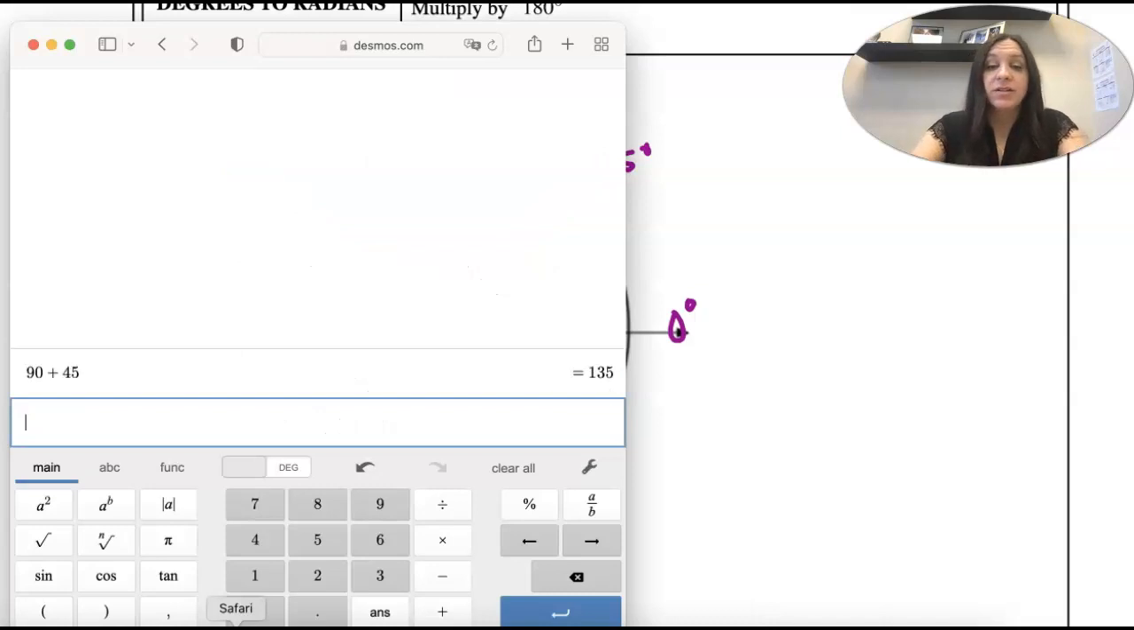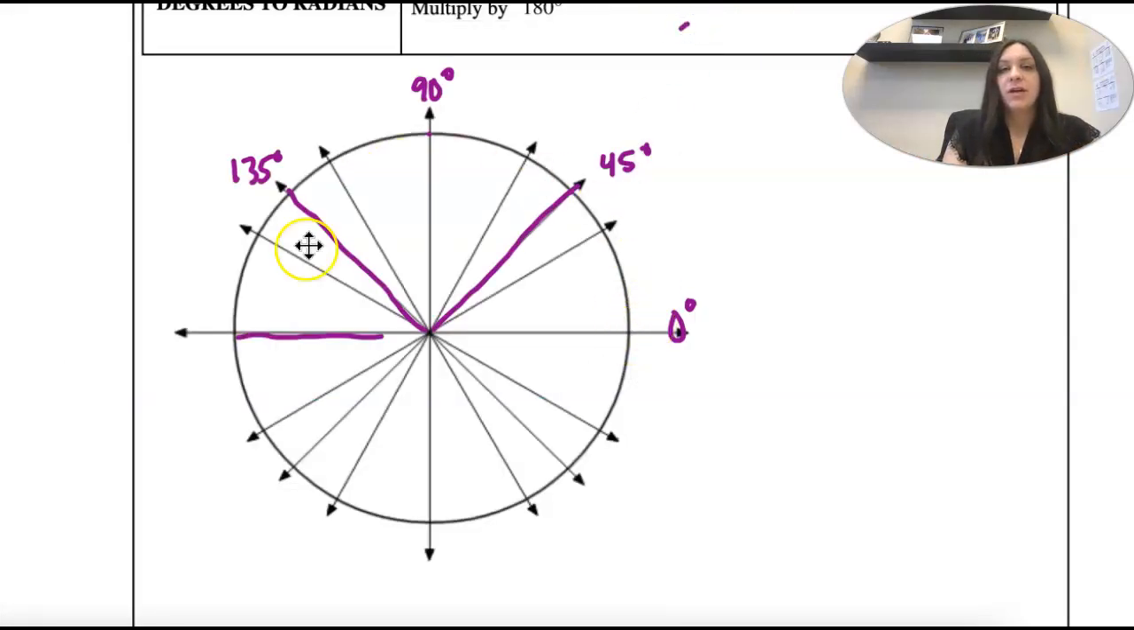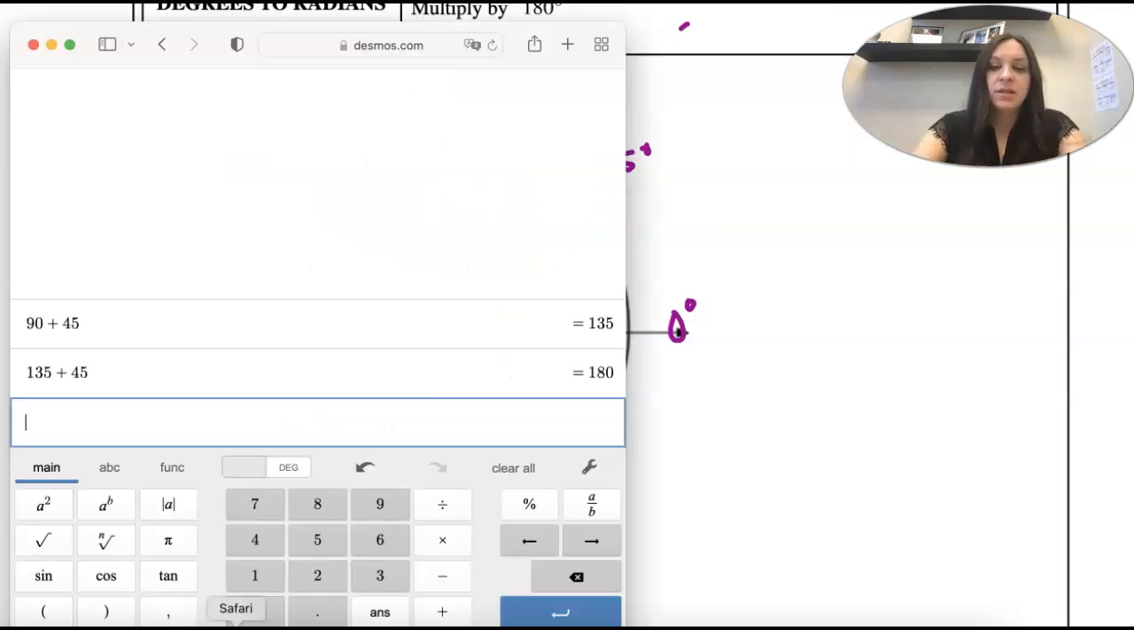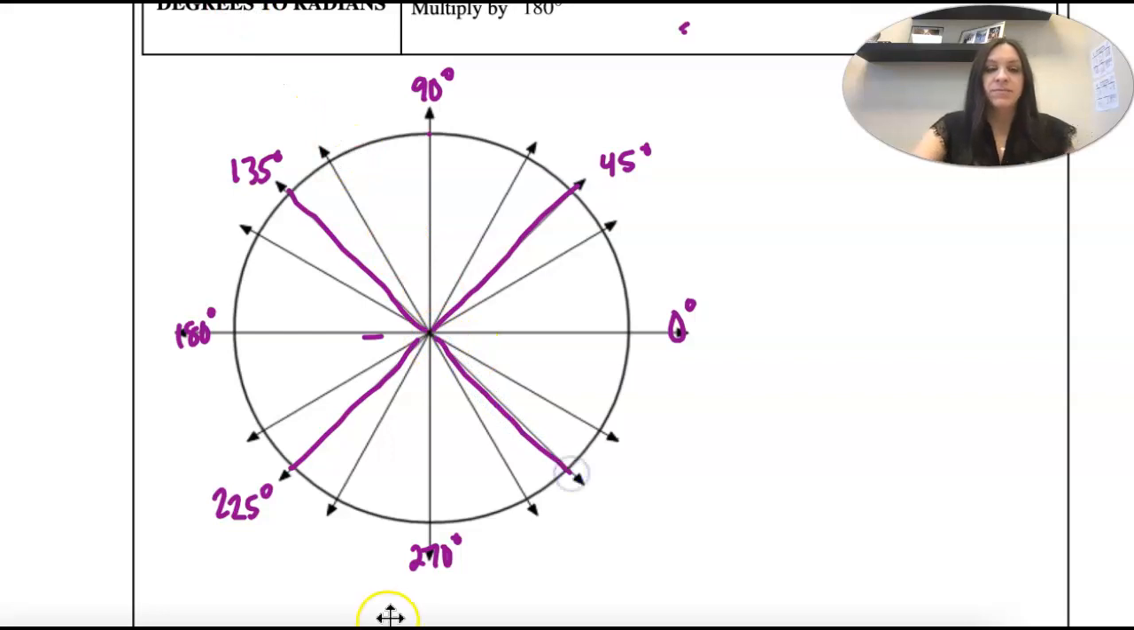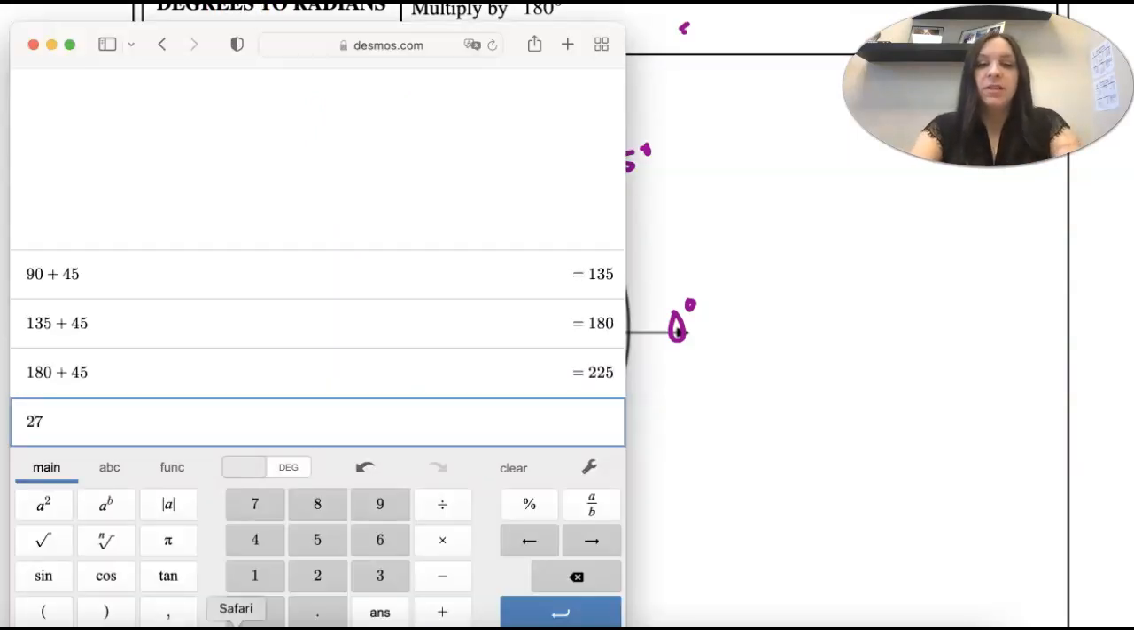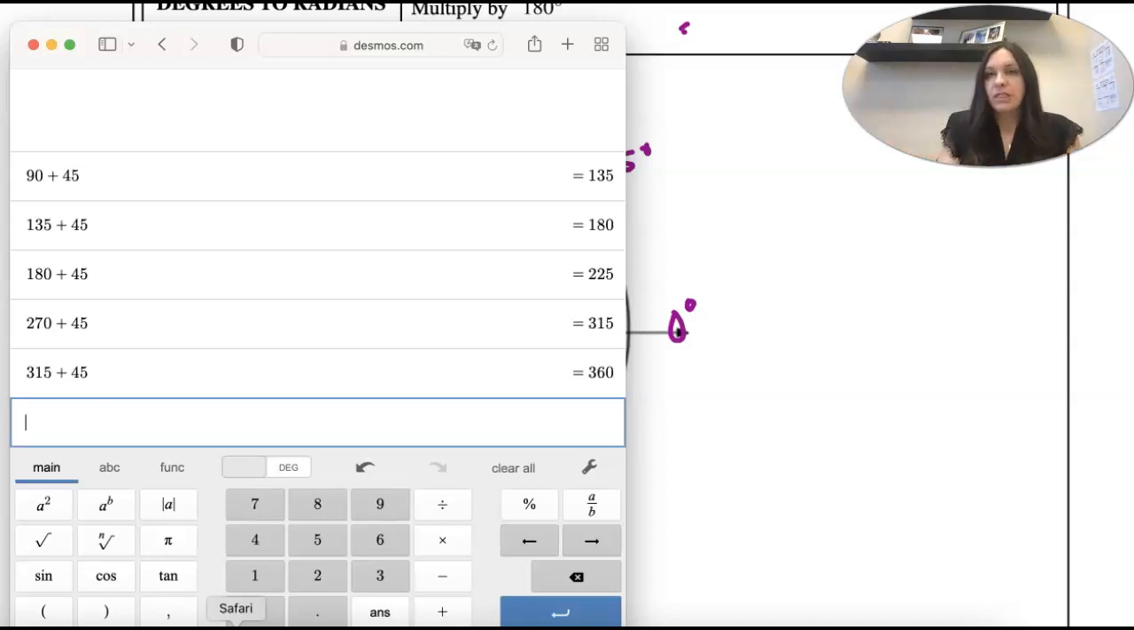And I hope you know what that angle is. 135 plus 45 is 180. All right, if we go all the way across halfway, we're at 180. And then right here, we're gonna add 45 again. So 225. If we add 45 again, we're right here in the middle. This is 270. Erase these middle ones. Then add 45 again. 270 plus 45 is 315. And then if we add 45 again, we're all the way back around at 360.